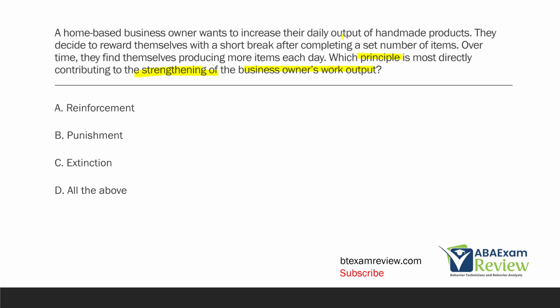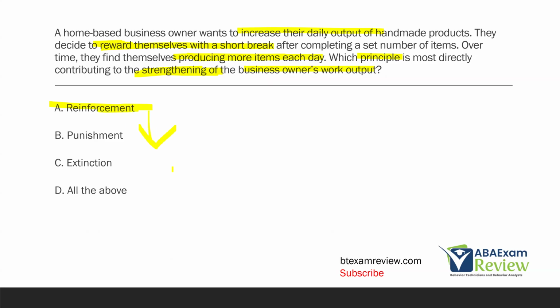In this case, this business owner is trying to increase output, so they reward themselves with a short break after completing a set number of items. And now they're producing more items each day. Don't get thrown off by the word reward. Even if they rewarded themselves with a short break, if they were producing fewer items, that would not be reinforcing. So the key here is strengthening, and that the behavior is actually increasing. If we are strengthening a behavior, the behavior is increasing, the principle has to be reinforcement.